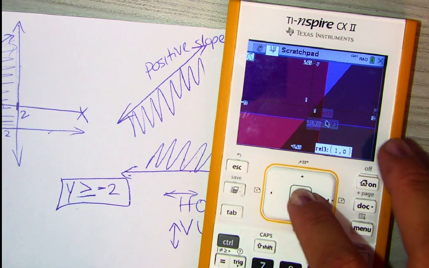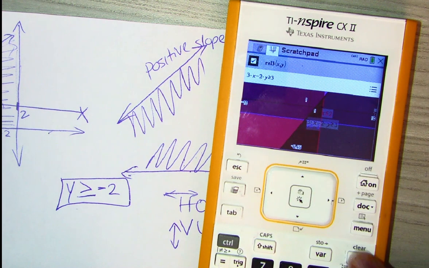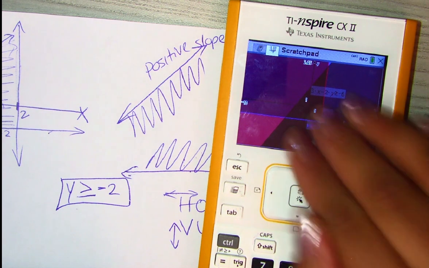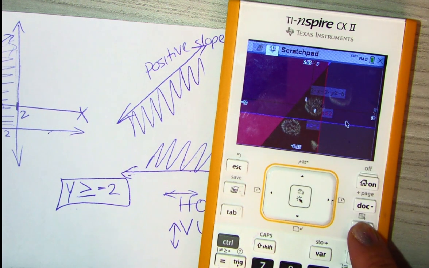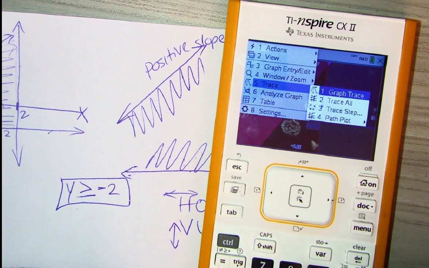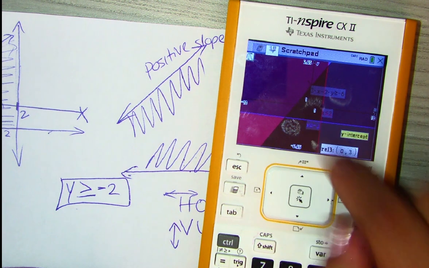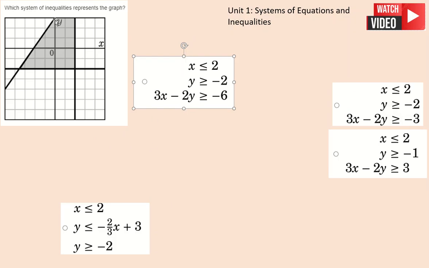I'm going to just double click it and go back to that and change it to -6. And it looks like it went the same direction, same shading area, but it just went a little bit higher. So now I'm going to trace this one. And it shows that the y-intercept is at 0, 3, which is something that we saw on the sketch, touching at 3 right here.